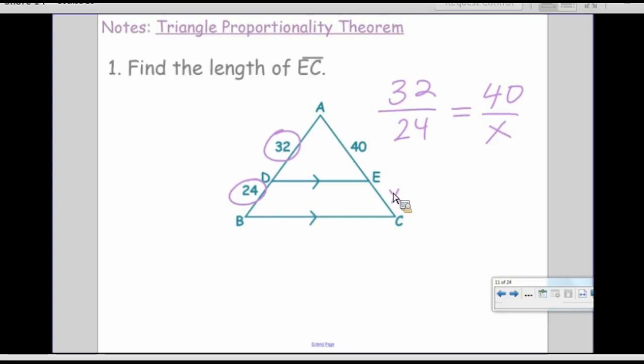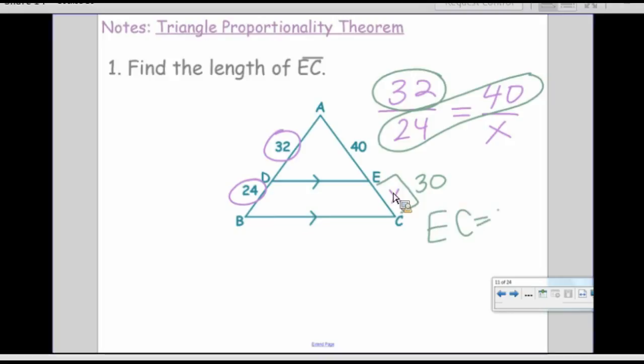32 over 24 equals 40 over X. The sides get split proportionally. So how do you cross, multiply, and divide? Y'all should have done this a lot on Friday. Right here, 24 times 40, press enter, what do you get? 960. And then you do divided by 32. So you cross, multiply, and divide. Final answer? 30. So this segment, even though it doesn't look like it, is 30 units long. X is 30. EC is 30. So we'd write our answer like that. EC is 30.